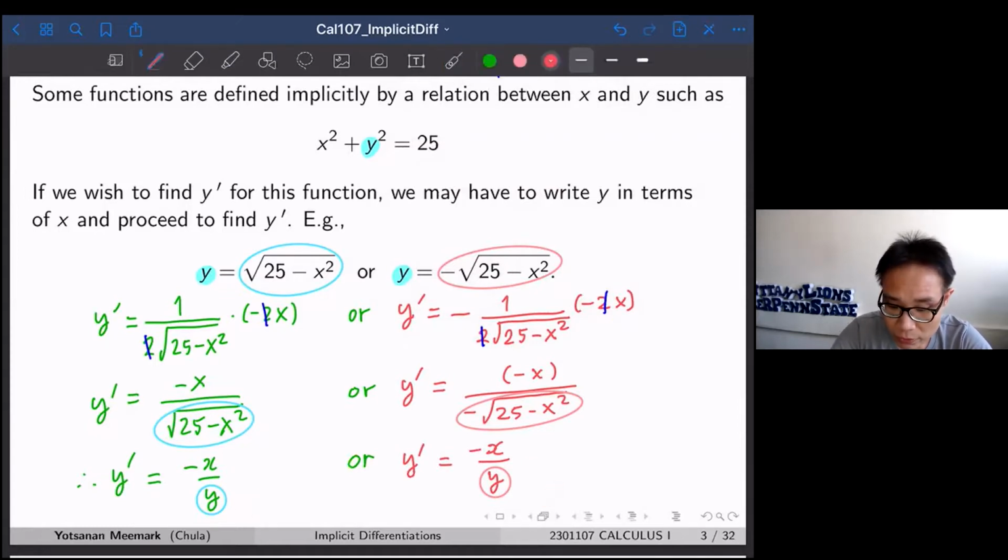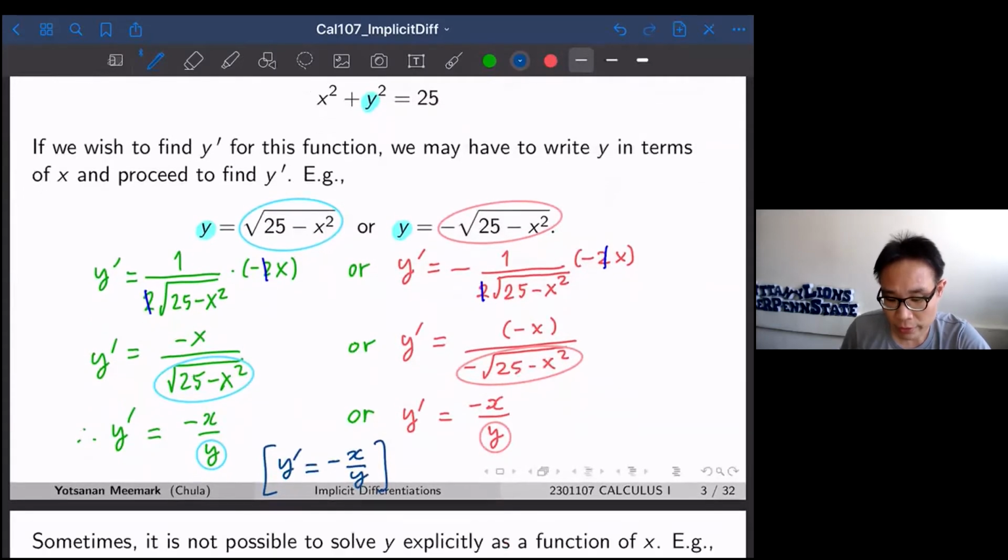So you may conclude that you don't need to solve two cases. Okay, so you don't need to solve these two cases. You're gonna just answer y prime equal to negative x over y in both cases. Okay, so this one will be your answer in this case.